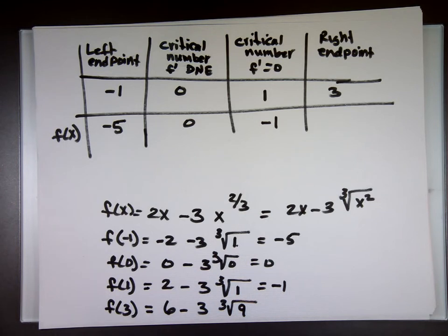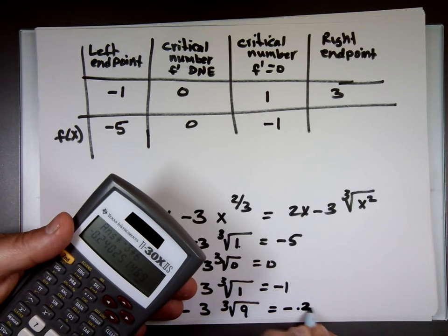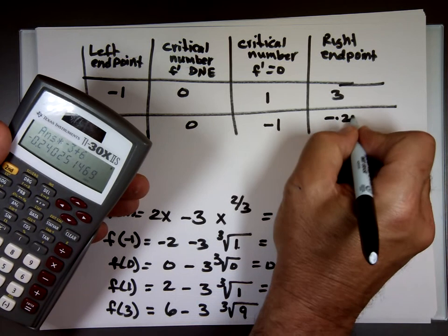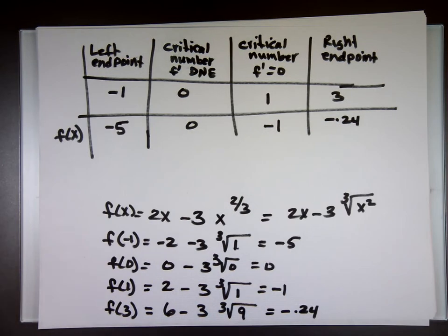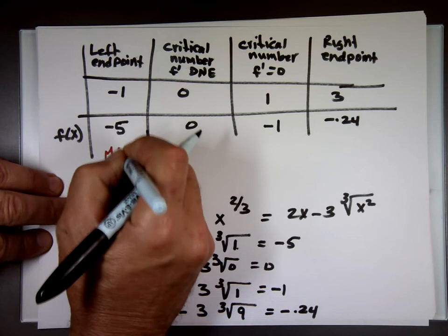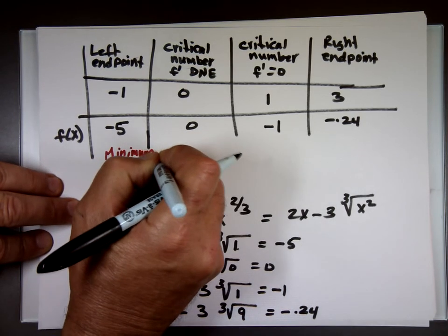Let's see what that number is. 9 to the power of 1/3, in parentheses. I'll turn it on first. 9 to the power of 1/3. That's what the cube root is. This is 2.08, times 3, plus the 6. This is actually -0.24. So where is my minimum value? And where's my maximum value?